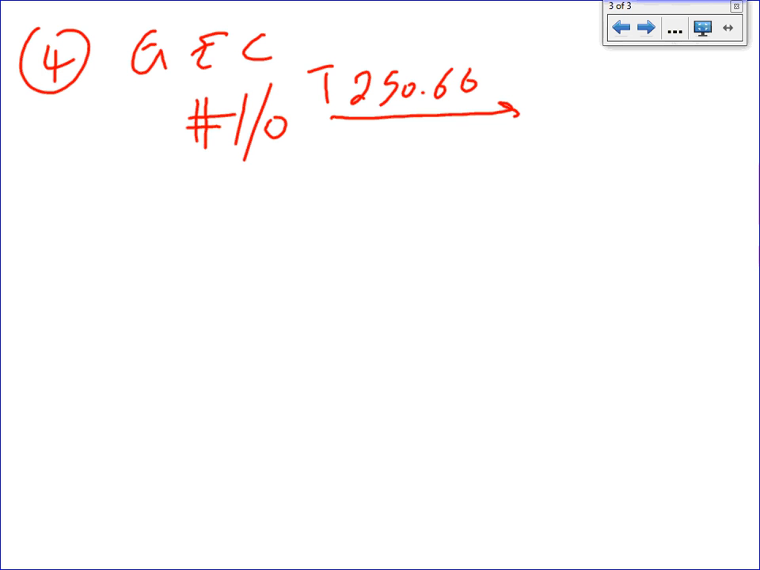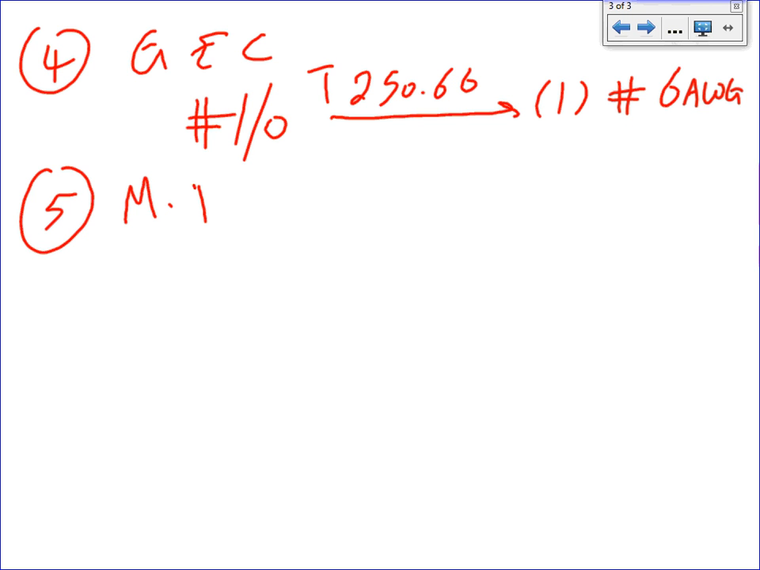Number 6. How many conductors? One conductor, number 6. Everything is covered: A, W, and G. Okay, number 5. Main bonding jumper. Main bonding jumper, the same thing, guys.